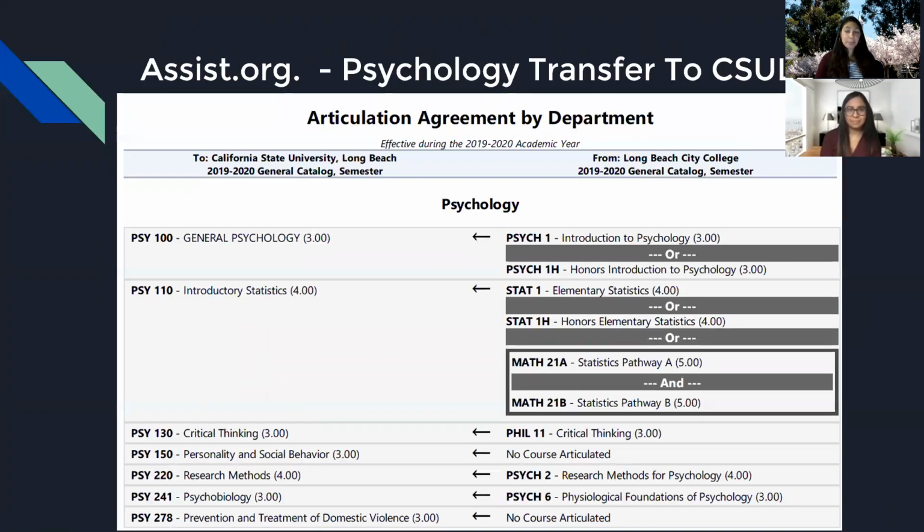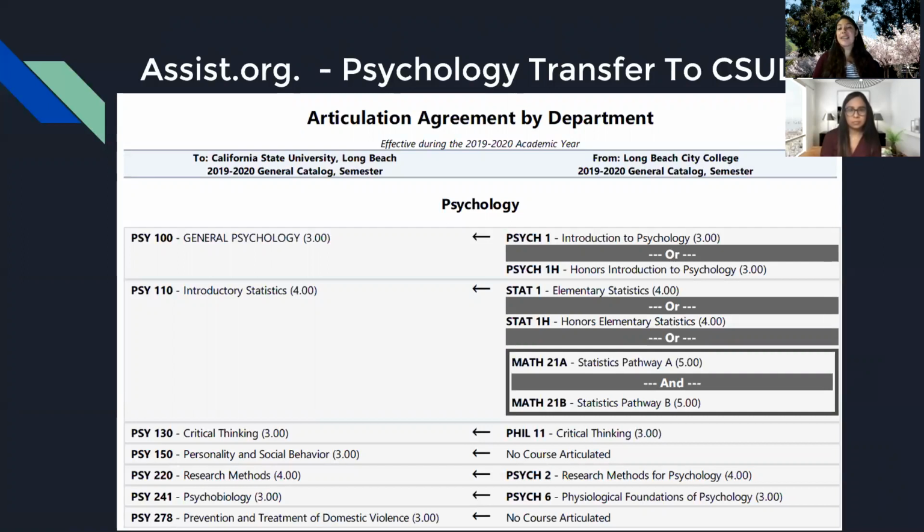So here's an example. Let's say that I am a psychology major and I'm going from Long Beach City College and I'm going to be transferring over to Cal State Long Beach, okay? So I can actually see that I'm going to need general psychology, introductory statistics, critical thinking, personality and social behavior, research methods, psychobiology, and prevention and treatment. So now I'm like, well, I know what I need to take and what is going to help me out with my major, but how do I know what classes I have to take at Long Beach? Well, assist.org will tell you that.